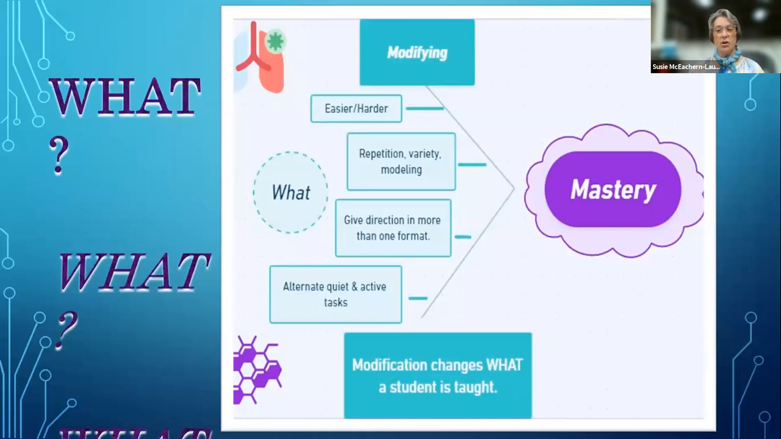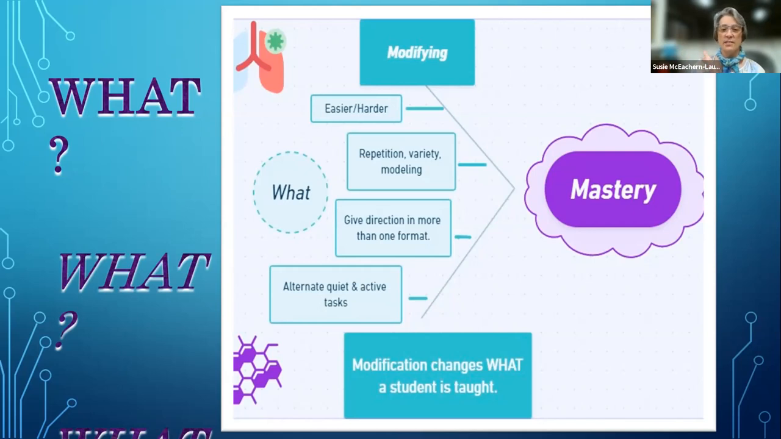One of the things in the chat early on was that the important thing is to keep the rigor there. And it is important to keep the rigor up. But I know that Karen talked about chunking, and chunking is so important to get material and information and content from short-term memory to long-term memory. That is a modification. That is chunking, giving information in a smaller amount.